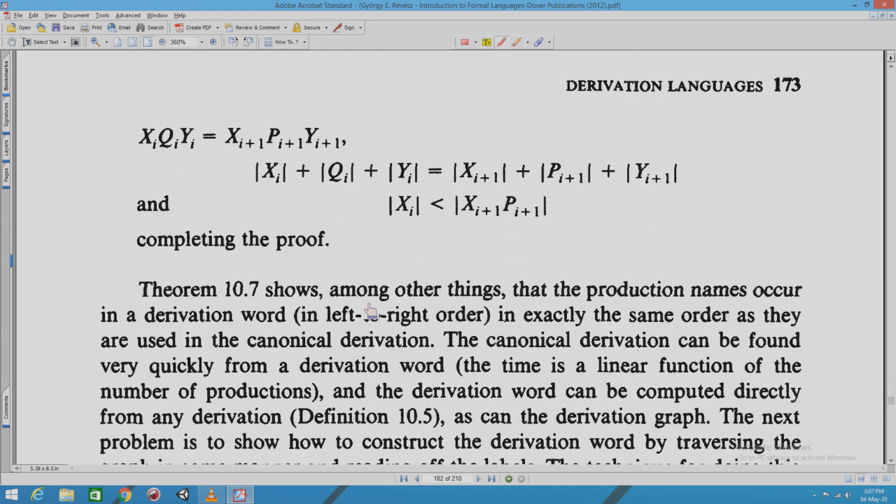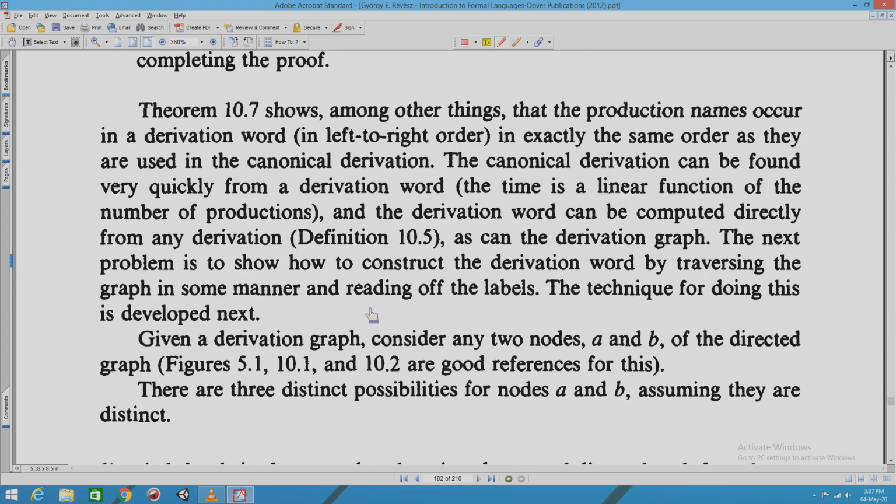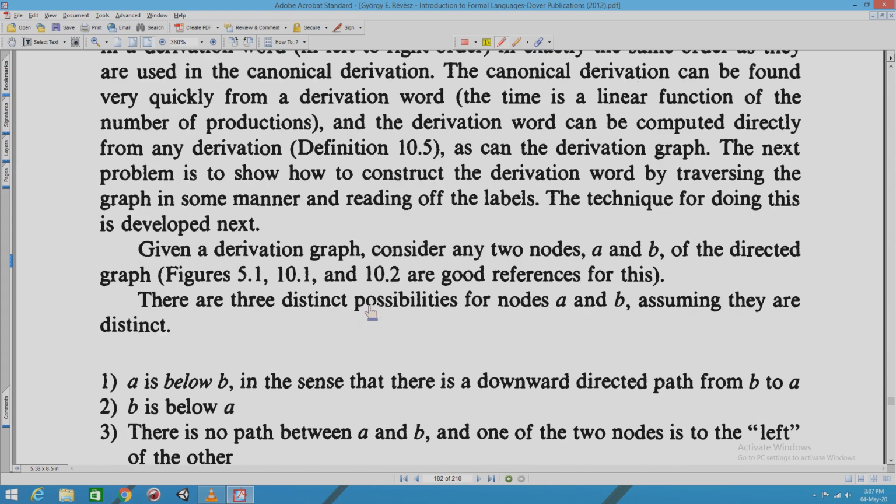Let's move on. For the time being you don't need to go into the proof of this theorem, just the statement only. Now next onwards we will try drawing a derivation from a word and vice versa. So before that we will learn a few terms and terminology. Focus on this. Given the derivation graph, consider any two nodes A and B. So A and B are any two nodes of the graph.